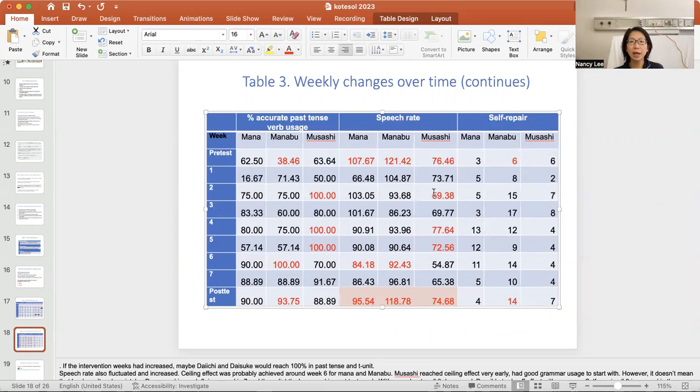For example, Musashi decreased in speech rate in week 2 when he achieved 100% accuracy in the percentage of past tense verb usage. And also in week 4 and week 5, when he had 100% accuracy, he scored about 77 words per minute.